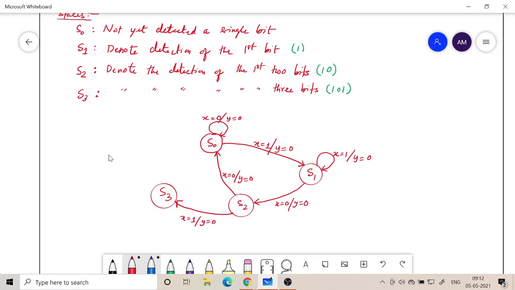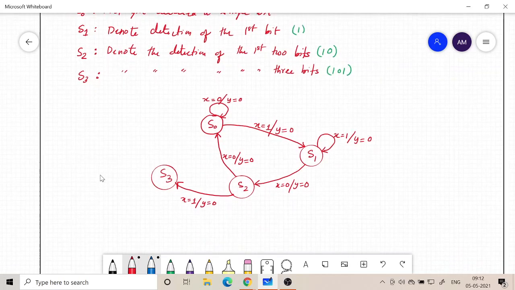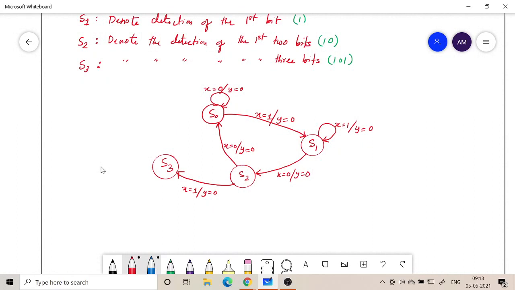Now when I am at S3, I have detected basically 1, 0, 1, and if 0 comes, I have detected the sequence. So if 0 comes, I have detected the sequence, and since I am considering overlapped detection, where should I go? I can go back to the case where I have detected 2 bits. So if I get a 0, I have detected, therefore y becomes 1, 1, 0, 1, 0.